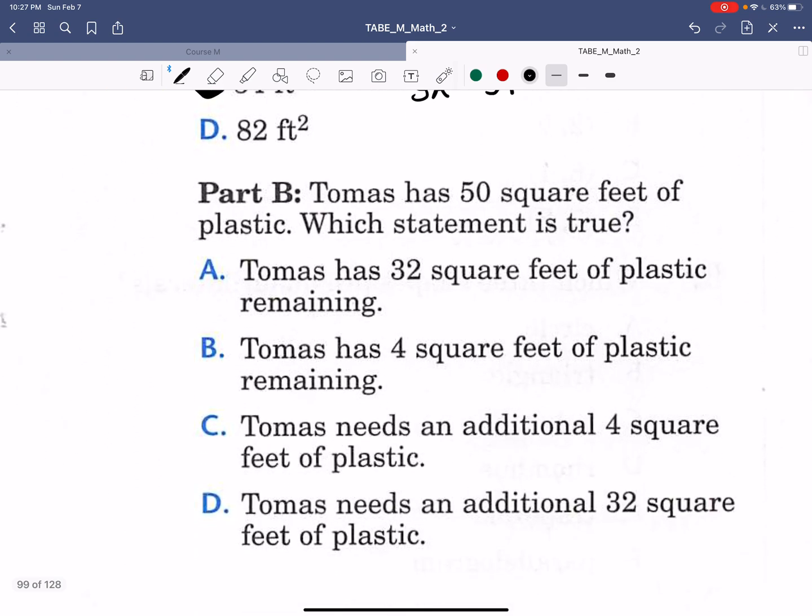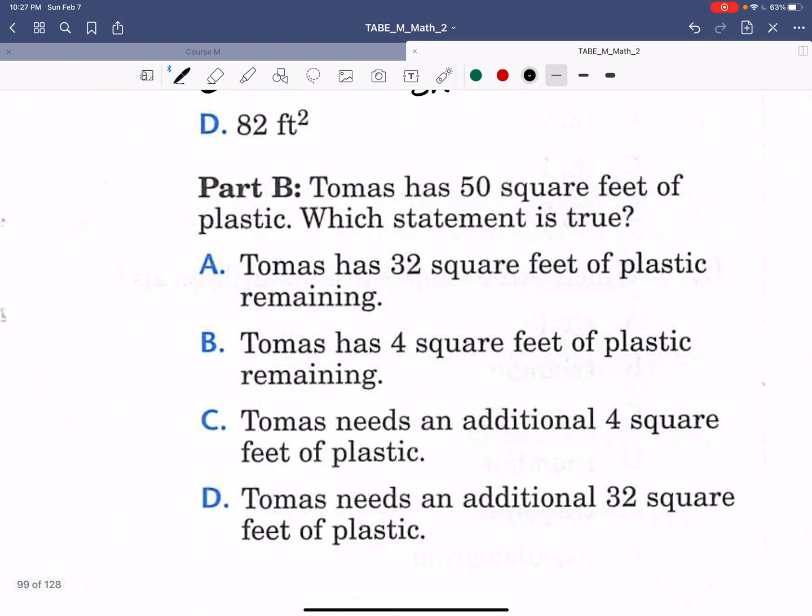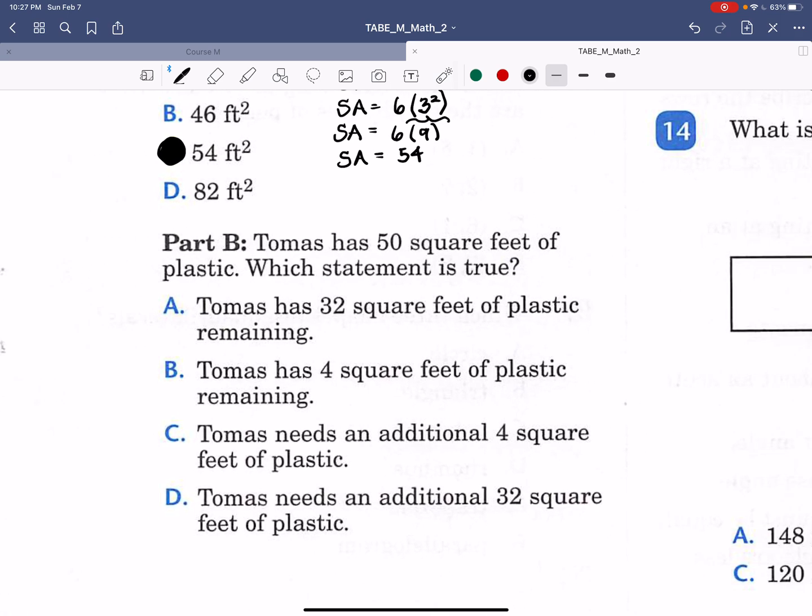Thomas has 50 feet of plastic, 50 square feet. Which statement is true? He has 50. He needs 54. So does he have enough? No. Thomas needs an additional 4 square feet of plastic.